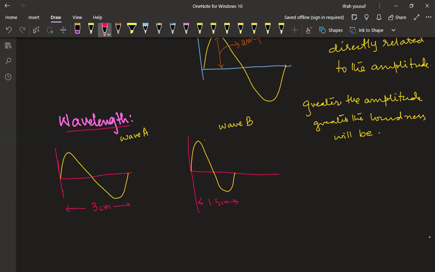Wave A, one cycle is completed in 3 centimeters, right? And wave B, one cycle is completed in 1.5 centimeters. I'm not saying the time is given to you. I'm saying the distance is given to you. This time the length is given to you.